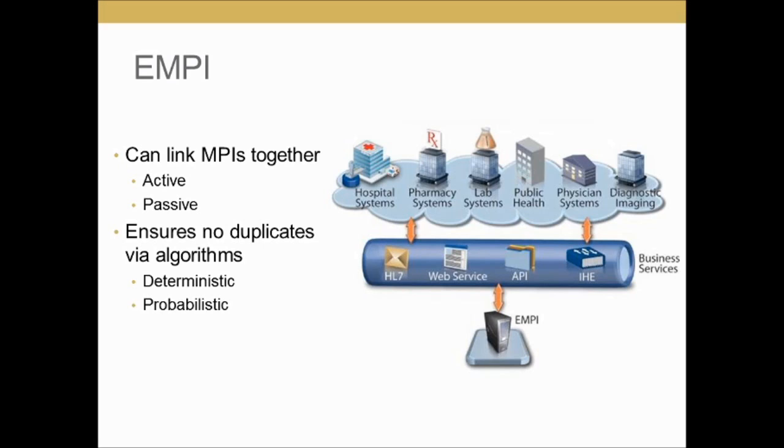EMPIs also use algorithms to ensure that no duplicates occur. And they do this by deterministic algorithms where they look for exact copies, or probabilistic, where there's enough information that is similar between the two charts that it's probably the same person. So either way, they alert the person who is running this EMPI when there are possible duplicates in the system.